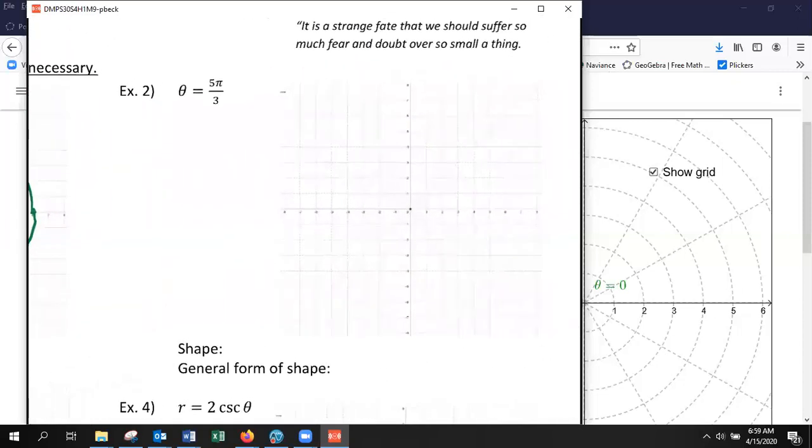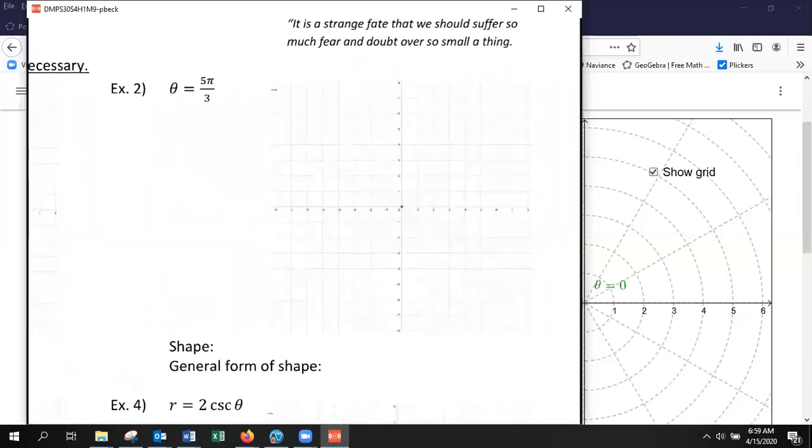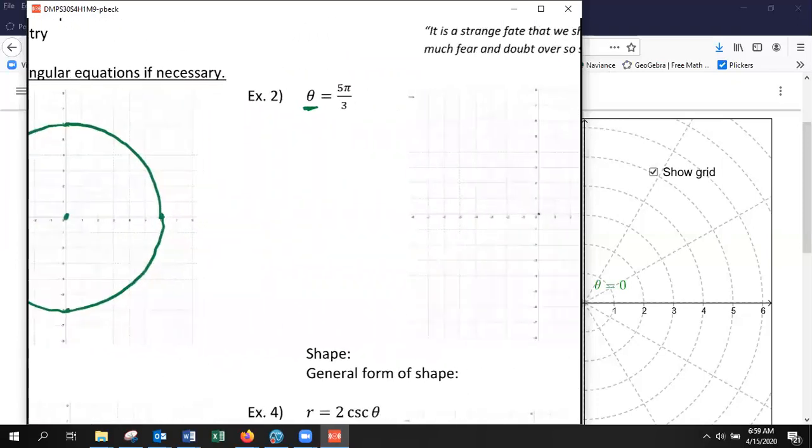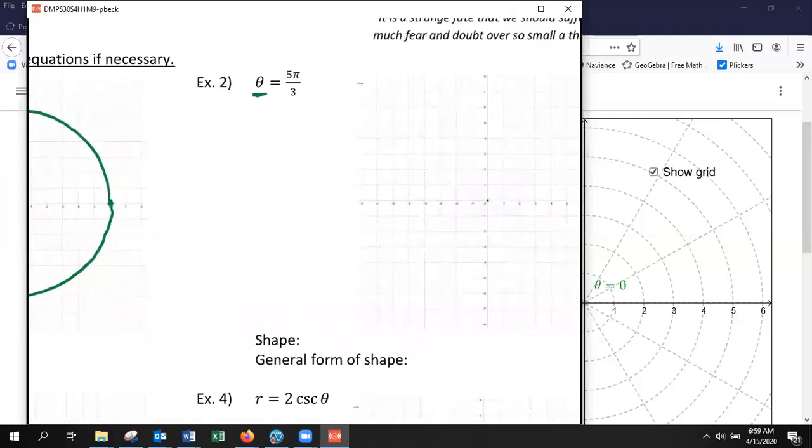So I don't know if you remember what this one looks like. Theta equals 5 pi over 3. This is a graph that's based purely off of the angle, where the other graph is based purely off of the radius, which is why it created a circle. This graph is based only off of the angle.